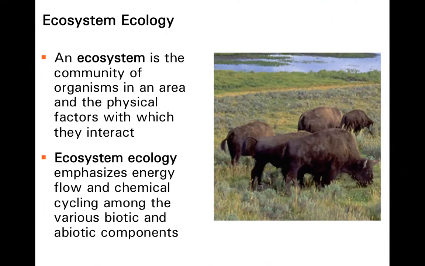So an ecosystem is a community of organisms in an area. And ecosystem ecology looks at energy flow and chemical cycling just within a particular ecosystem. So not across the entire landscape, but maybe looking at interactions between plants and animals, microorganisms just within a particular environment.